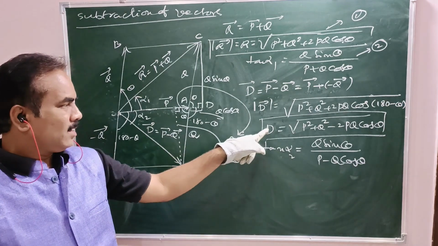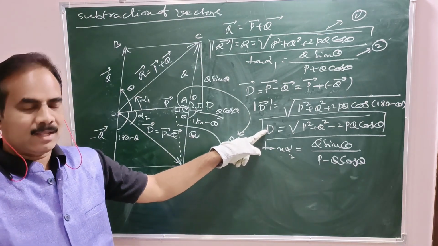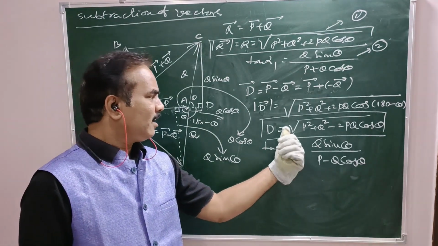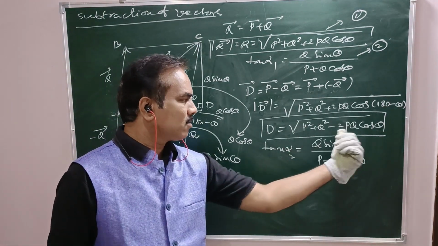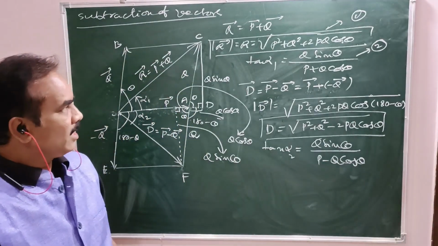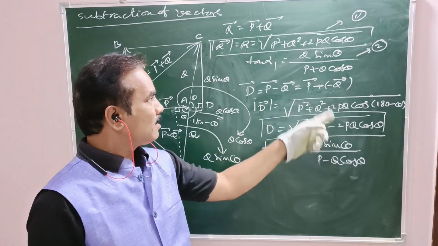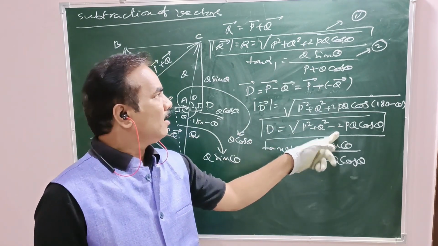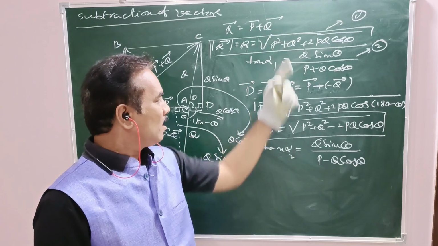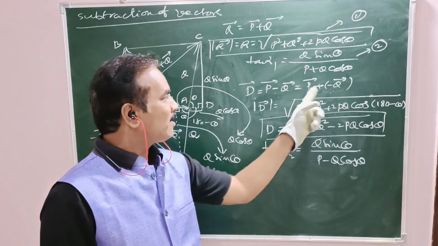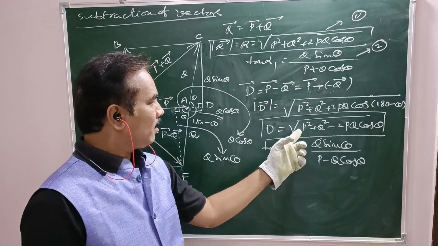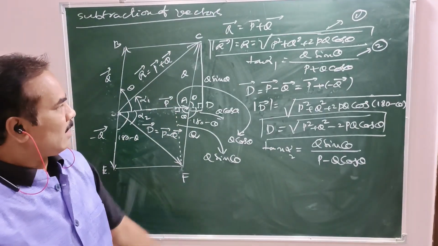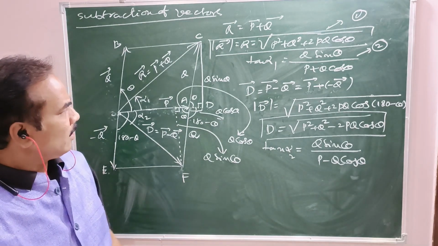As far as the magnitude of the difference vector, or magnitude of subtraction of two vectors, is concerned, the difference equals root over P square plus Q square minus 2PQ cos theta. What makes the difference between these two is simply the sign. Here it is a positive sign, here it is a negative sign. This is in case of addition of two vectors, and this is in case of subtraction of two vectors.